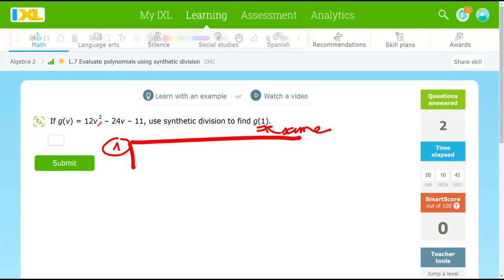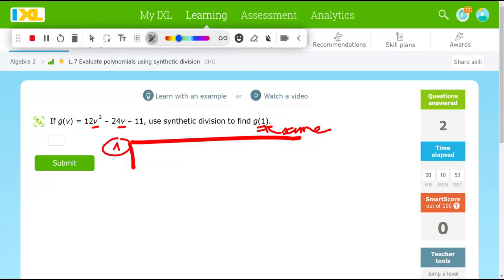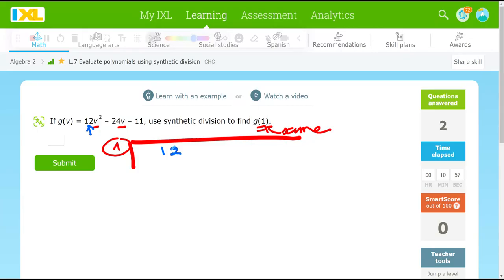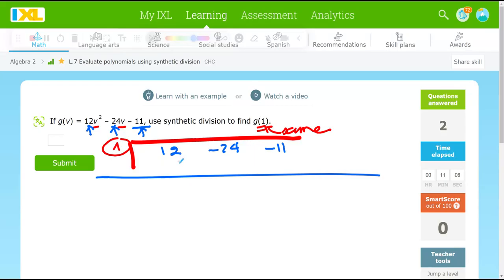Now look at the coefficients over here. But let's double check if there's any missing term. So v squared, v, and then constant, so there's no missing term, all right? The coefficient right here, number 12, I put number 12 right here. This is negative 24, I put right there, and then negative 11. Okay, so I draw this little line over here, I leave a little space.